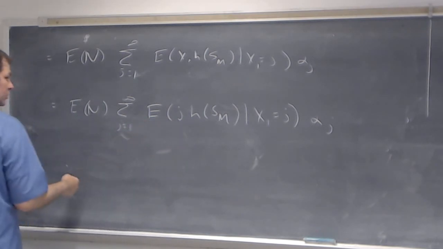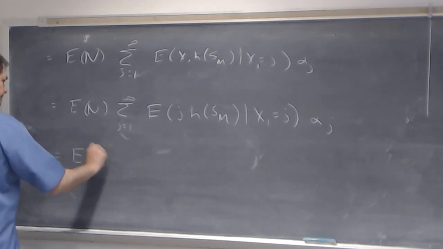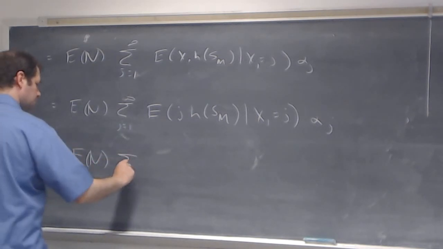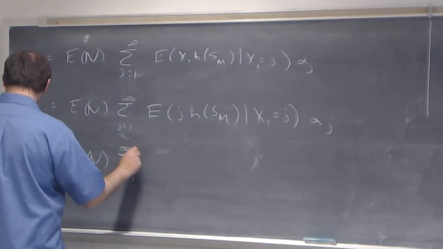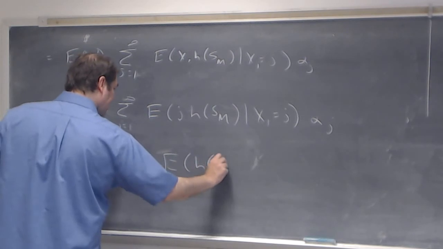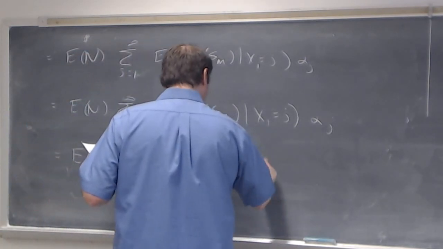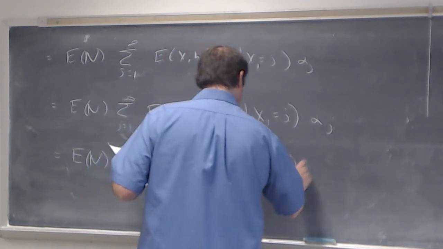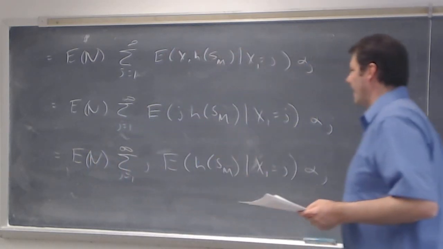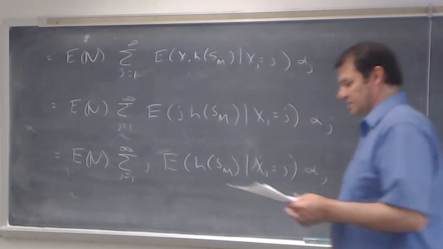The expected value of a constant times something, you can pull out the constant, so this is the expected value of n times the sum as j runs from 1 to infinity of j times the expected value of h of s sub m, given x of 1 equals j, times alpha sub j. Now I'm doing that here using properties of conditional expectations.